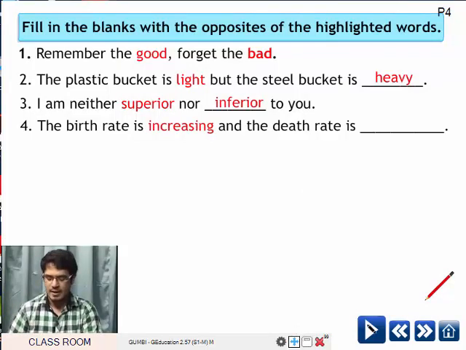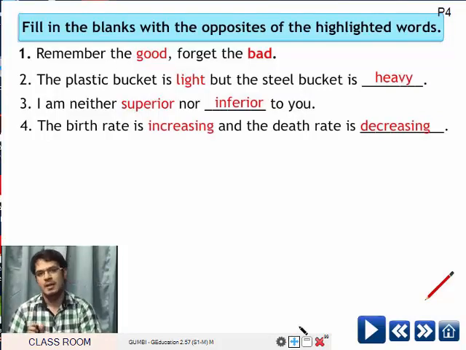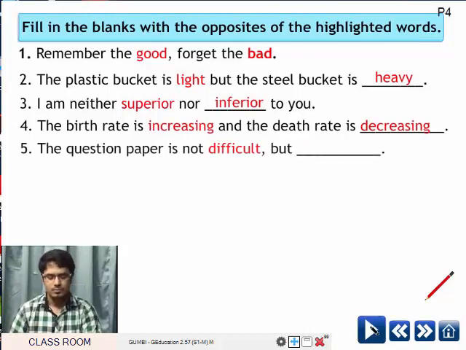Very good. Decreasing. The birth rate is increasing and the death rate is decreasing. Next. The question paper is not difficult but dash. Opposite of difficult is? Very good. Opposite of difficult is easy.